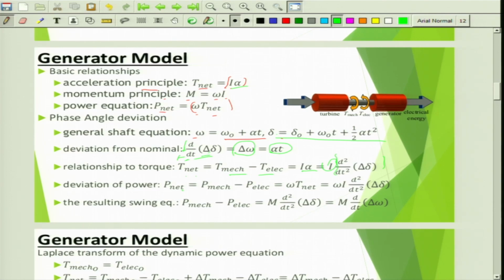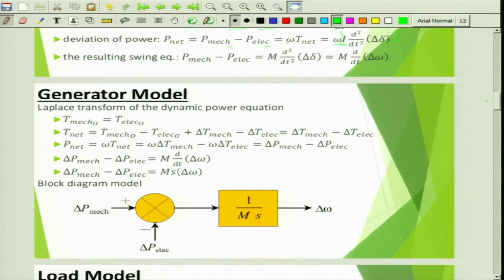So the deviation of power, P net is equal to P mechanical minus P electrical, can be expressed as omega into, you replace T net by I into d square del delta by dt square. So the resulting swing equation is P mechanical minus P electrical equals M into d square by dt square of del delta, right, because omega into I is nothing but your moment of inertia. Now apply the Laplace transform.